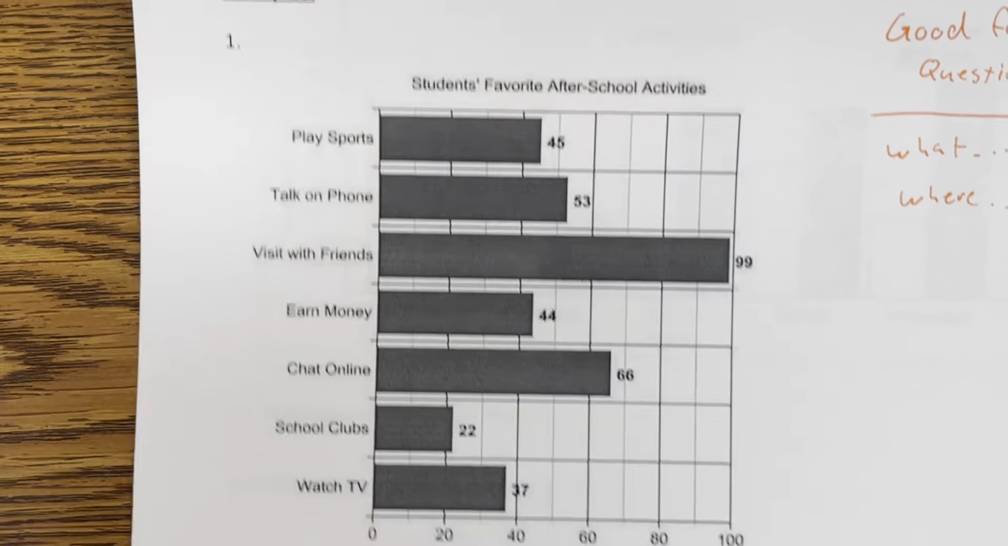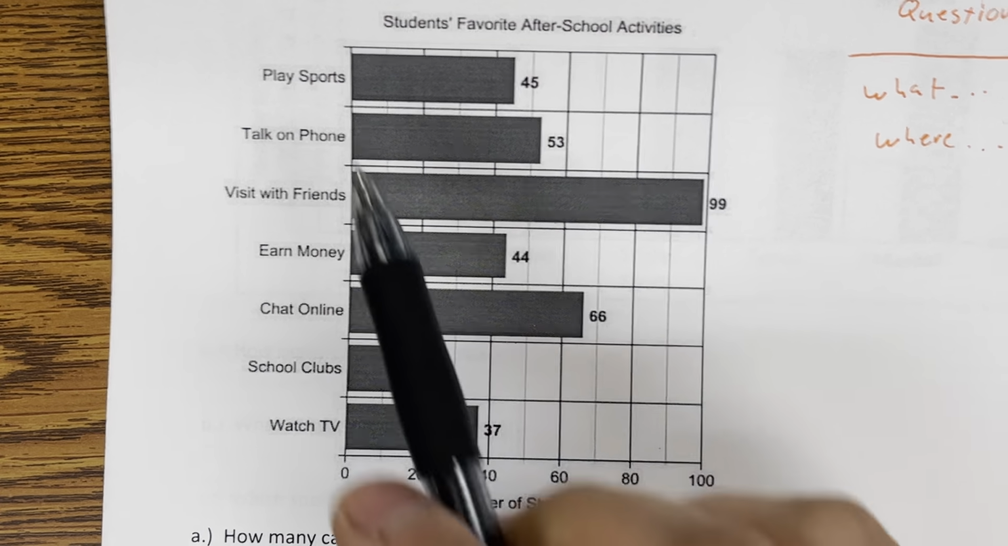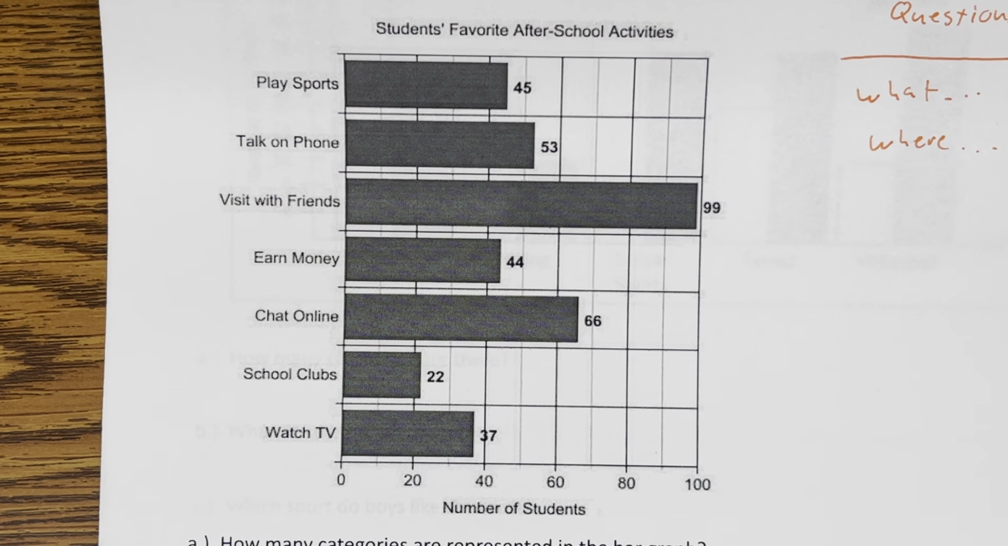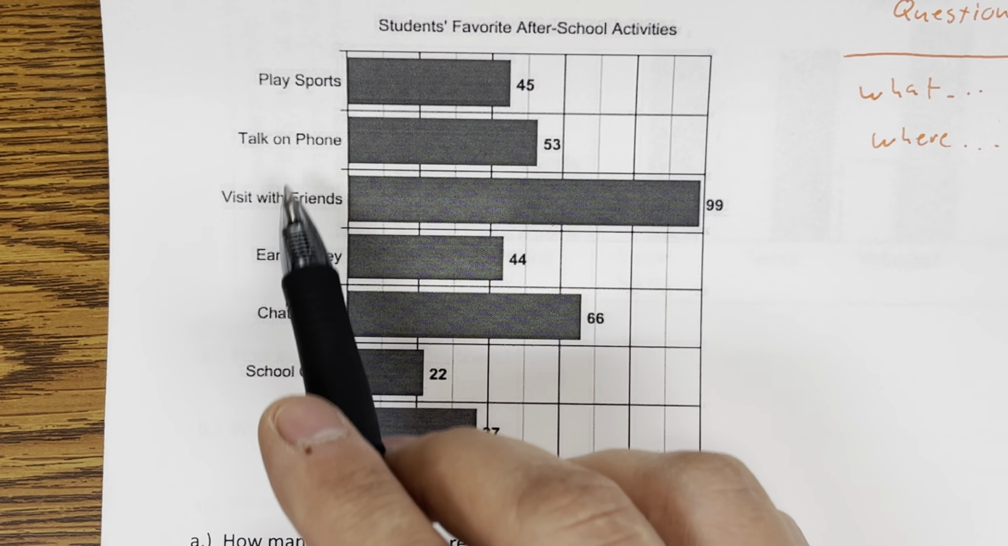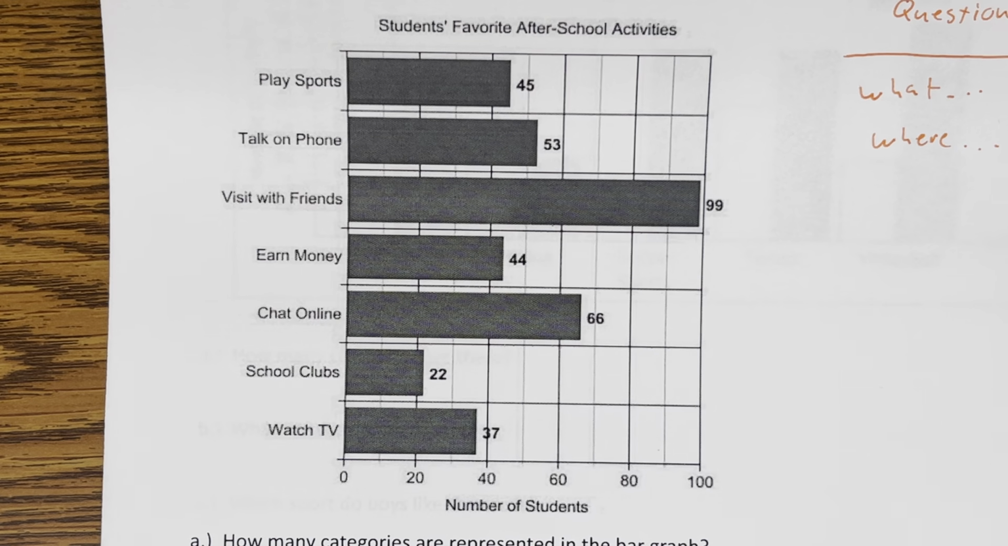So when I take a look at a bar graph, I have all my categories over here. I have students' favorite after-school activities. We polled some students to see what they prefer. And when we poll these students, they could choose playing sports, talk on the phone, visit with friends, earn money, chat online, school clubs, or watch TV. So these are my categories.